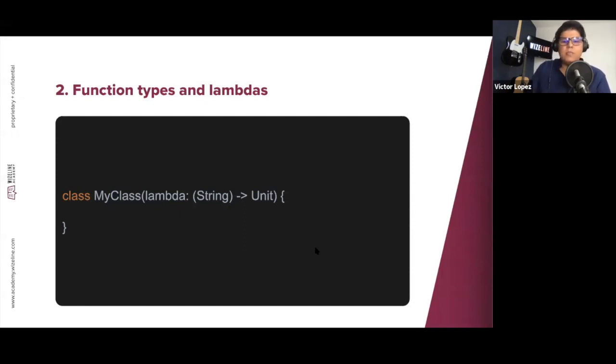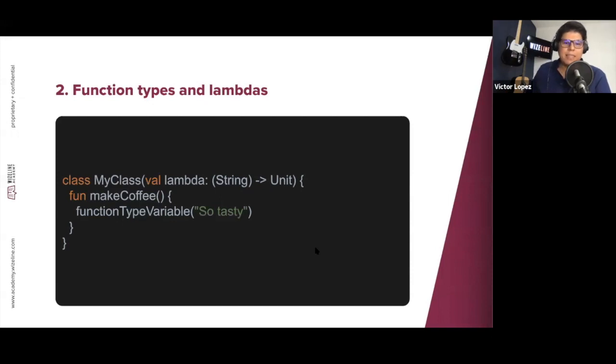So how does this work? Basically, I added another function inside of this class. I added this makeCoffee function. And inside of this function, I am calling the lambda function type variable. And when we call this variable, we are passing a value, okay? So I see that I'm creating this lambda, but how can I use this lambda? Okay, so let's check an example.